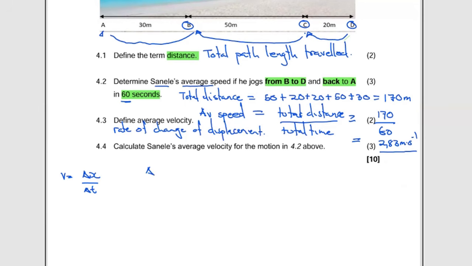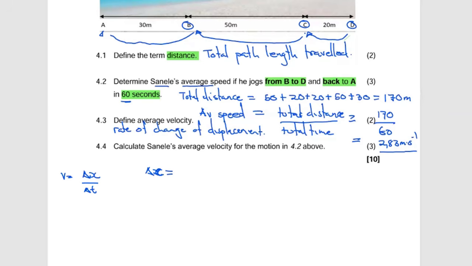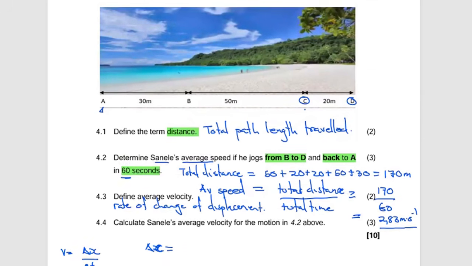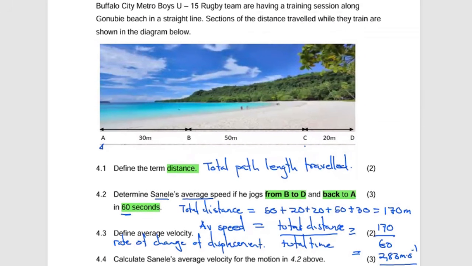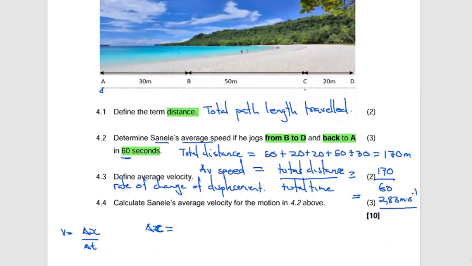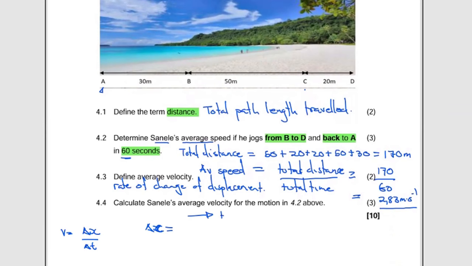So now let's look at our displacement, which is delta x. Where did Sanelli start? Going to the right, towards D, is going to be positive. So I'm going to consider this direction as positive. Let's look at the distance he traveled from B to D as positive. Therefore, I'm going to say 50 plus 20, which is 70.